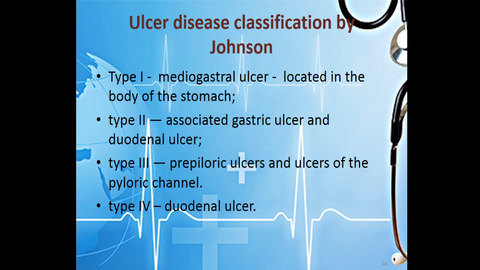Type 2 and type 3 are the most peptic about etiology. At type 1, I told you about duodenogastric reflux of the bile. Now, type 4 is duodenal ulcer. I repeat, Johnson's classification is famous in the whole gastroenterological world.